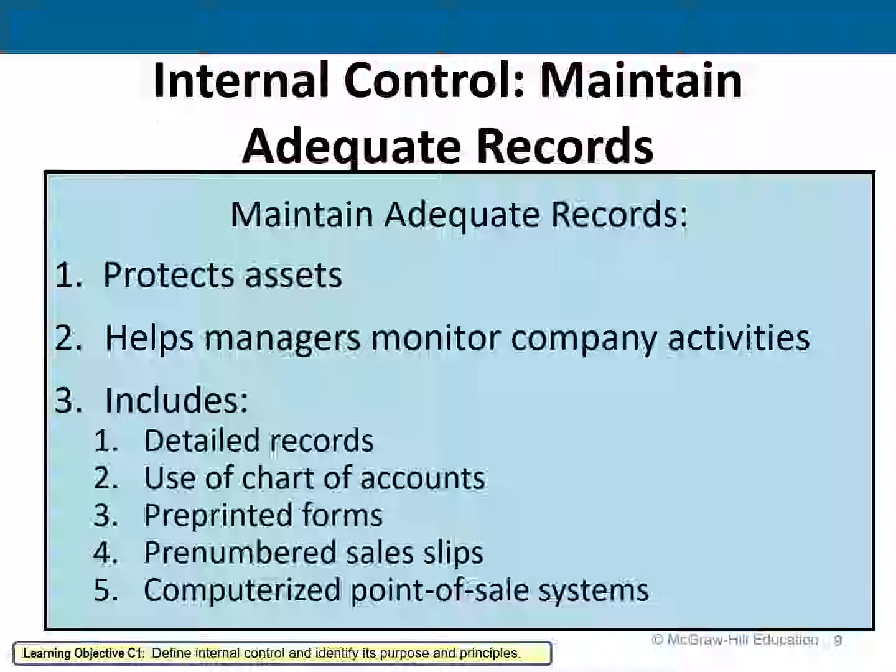The maintaining of adequate records, the purpose of that is really to protect the assets. It helps managers to monitor company activities. And it includes things like detailed records, using a chart of accounts, using pre-printed forms or pre-numbered sales slips, computerized point-of-sale systems. There's all kinds of controls that can be put into place to help make sure that the records are adequate, but they just list a couple examples here.